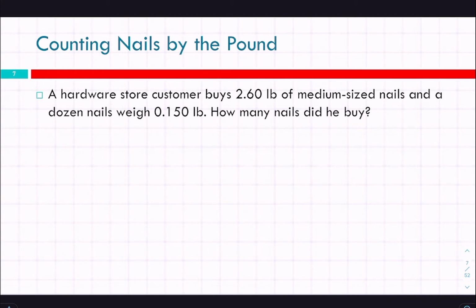The analogy then continues that different size nails are going to weigh different amounts, right? A bigger nail is going to weigh more, so in a pound, you'll get fewer nails. So say that we have a customer. They buy 2.60 pounds of medium nails.